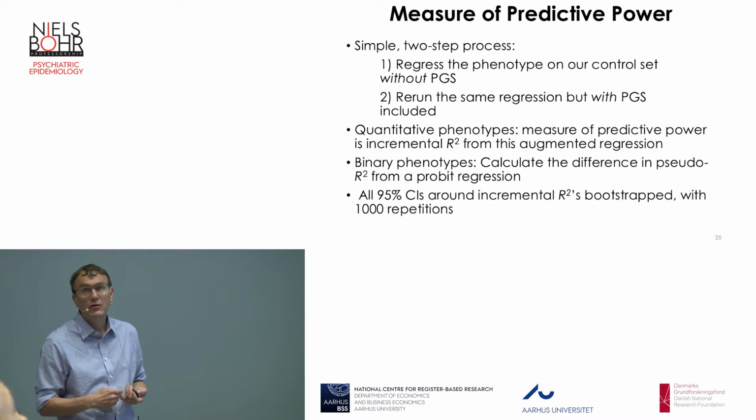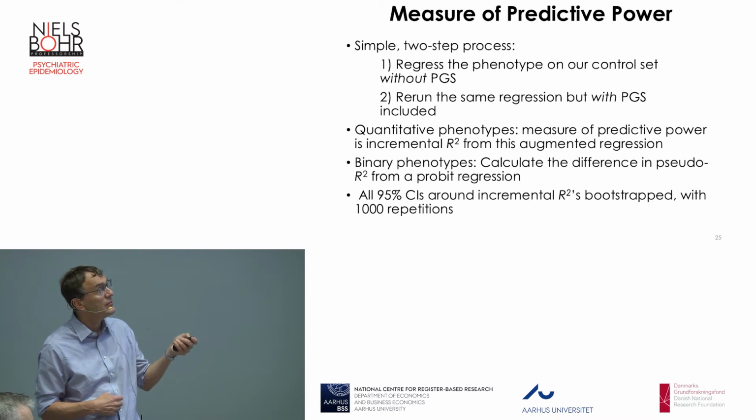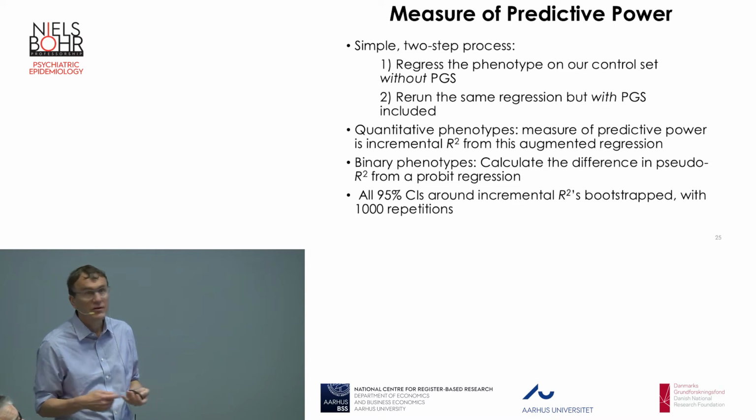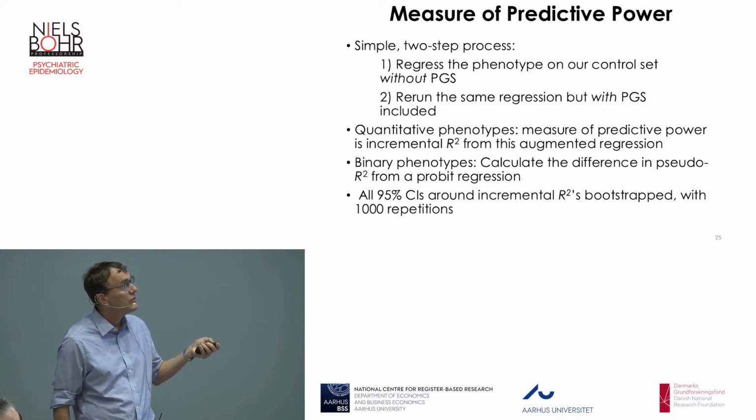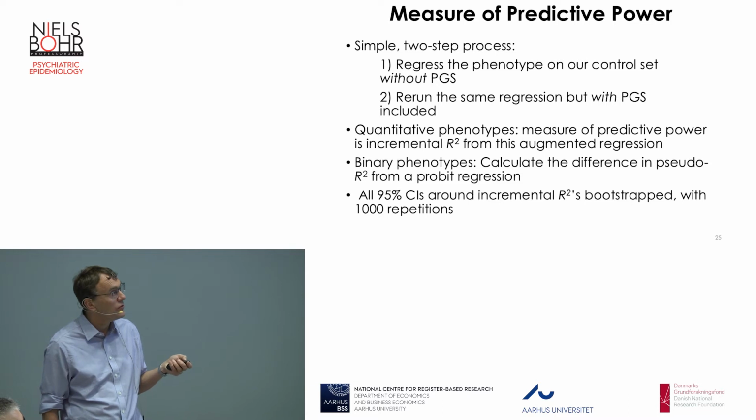So how do we measure how well our predictor works? Well, very simple. We have a phenotype in the new samples, and we have a bunch of control variables or covariates, and we fit a model, regressing the phenotype on the control variables without the polygenic score, and then we rerun it by adding the score and look for the difference in the R-squared, for example, the regression R-squared, or for binary phenotypes, some kind of pseudo R-squared from a probit regression. And we also calculated confidence intervals using bootstrapping.